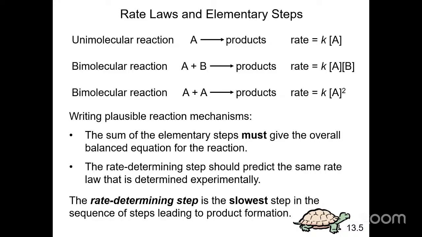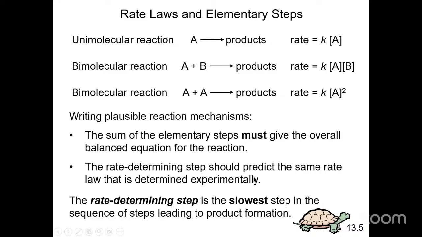So basically, you're going to have several steps in a multi-step process, and one of them would be the slowest step, and we call that step the rate determining step. In some textbooks, they call it the rate limiting step, all right? And in both cases, the reason why they're called such is that the rate determining step determines the overall rate of the reaction, right? So the overall rate of the reaction cannot proceed faster than the rate determining step, all right?